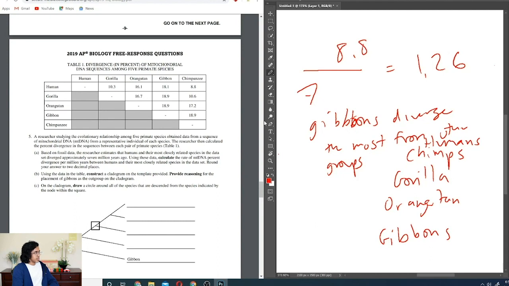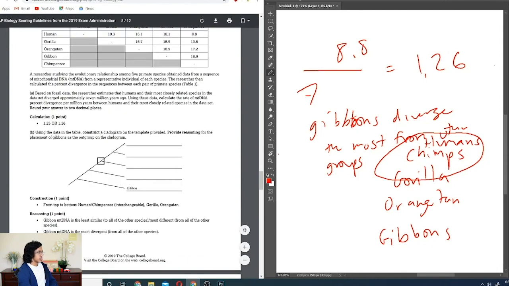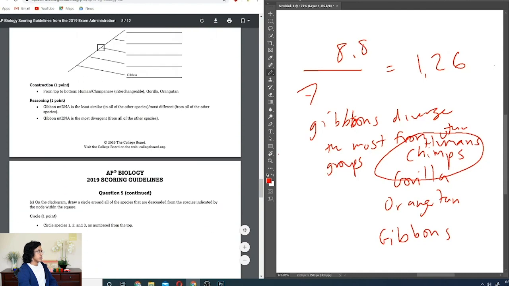Okay, and then C, on the cladogram, draw a circle around all the species that are descended from the species... What? Okay, so basically you just circle these 3 guys over here. Basically, you just look at where each one came from. So this one goes into there, this one goes into there, this one goes into there. So the top 3 have to be from that circle, from that square. That it? Okay. Epic, even more epic.